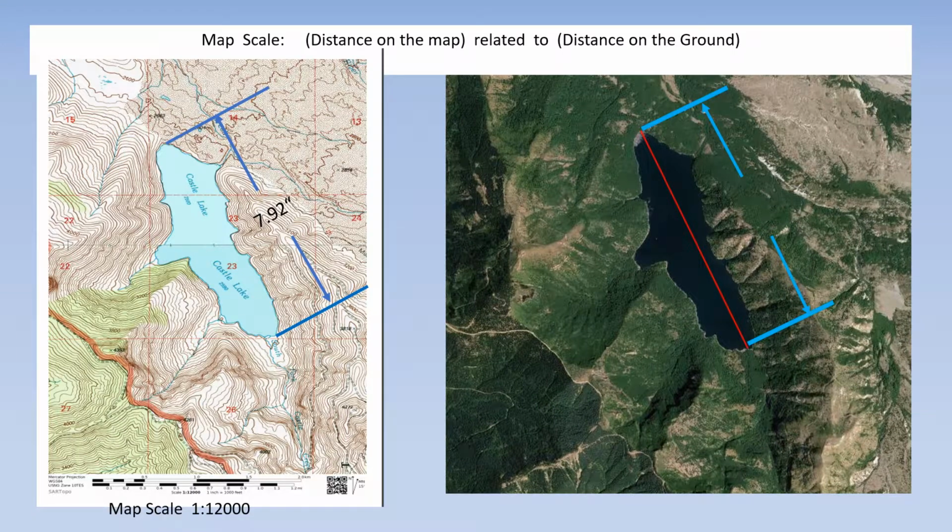For a map scale of 1 to 12,000, 1 inch on the map represents 1,000 feet on the ground. 7.92 inches on the map is 7,920 feet on the ground, which converts to 1.5 miles.